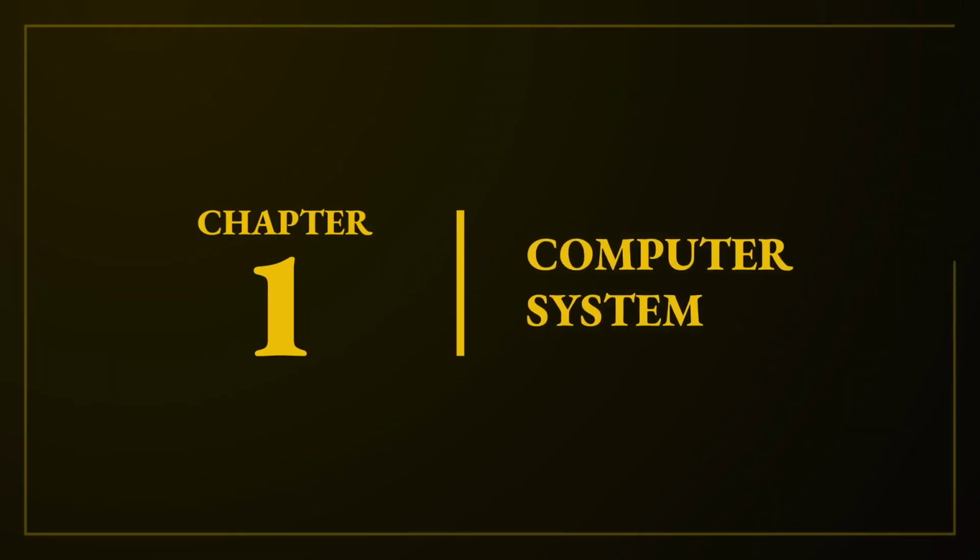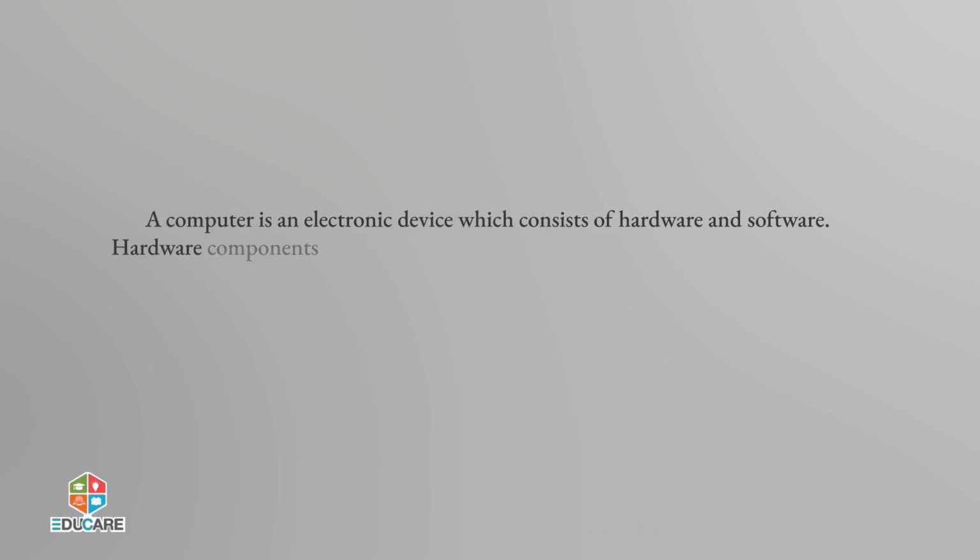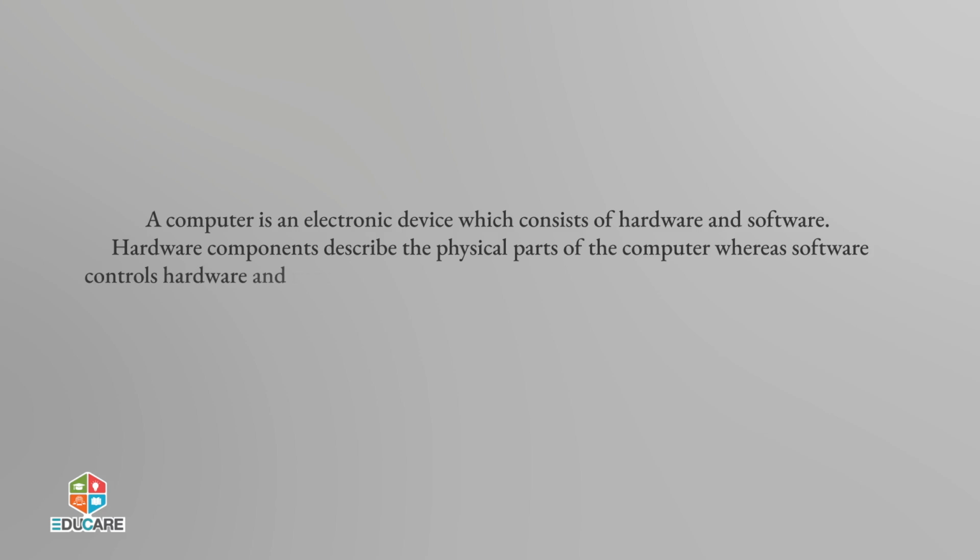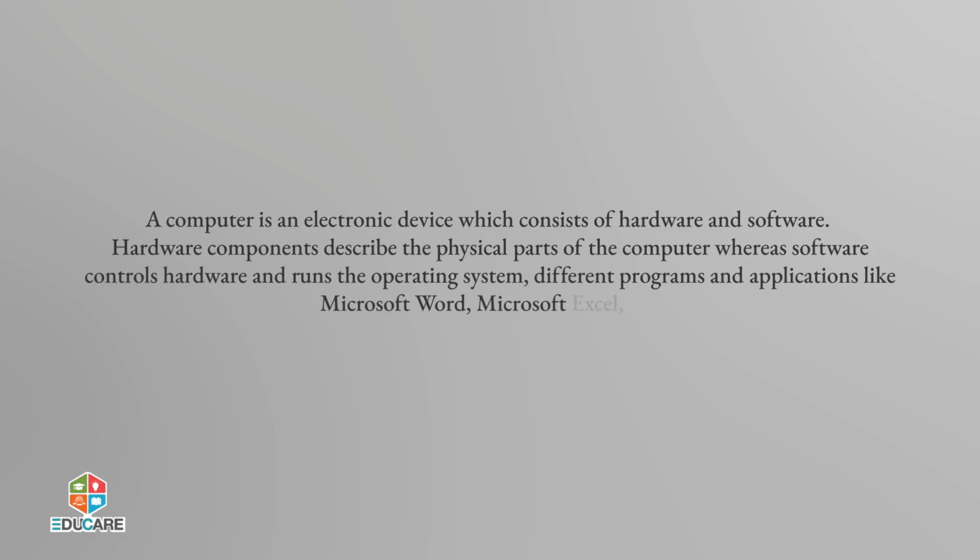Chapter 1: Computer System. A computer is an electronic device which consists of hardware and software. Hardware components describe the physical parts of the computer, whereas software controls hardware and runs the operating system, different programs and applications like Microsoft Word, Microsoft Excel, etc.